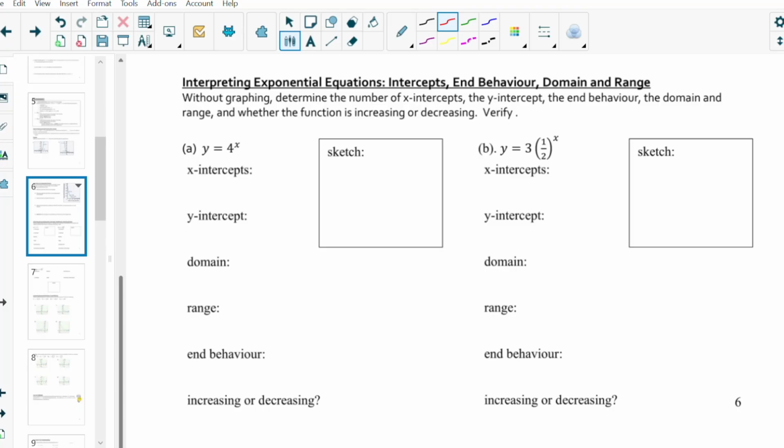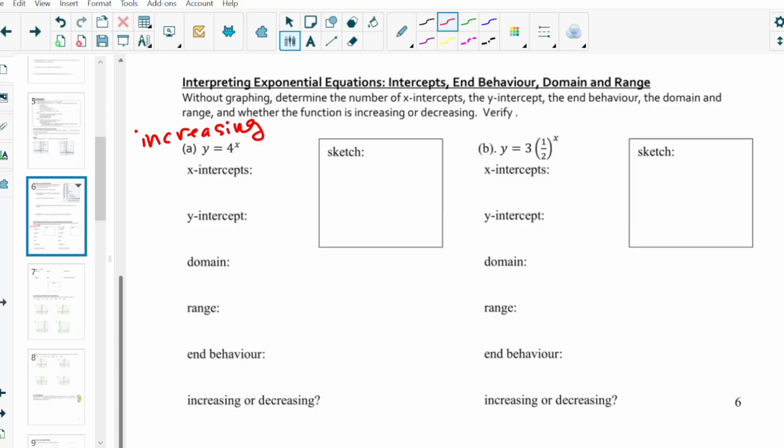Okay, so let's try this. Y equals 4 to the x. Well, is that an increasing or a decreasing function? Well, that should tell you the C value is greater than 1. Okay, so that should tell you right away that this is an increasing function. So I'm going to just put that off to the side because we'll talk about increasing and decreasing later.